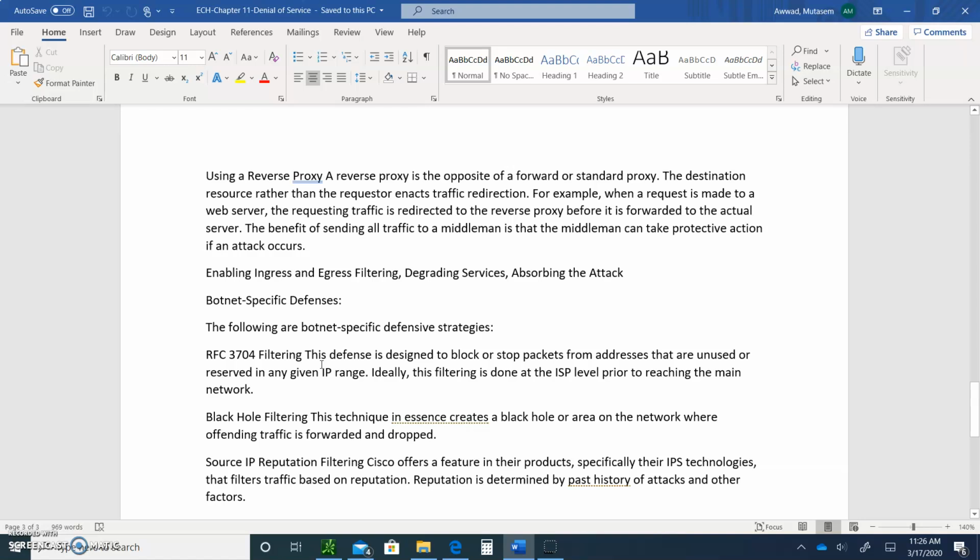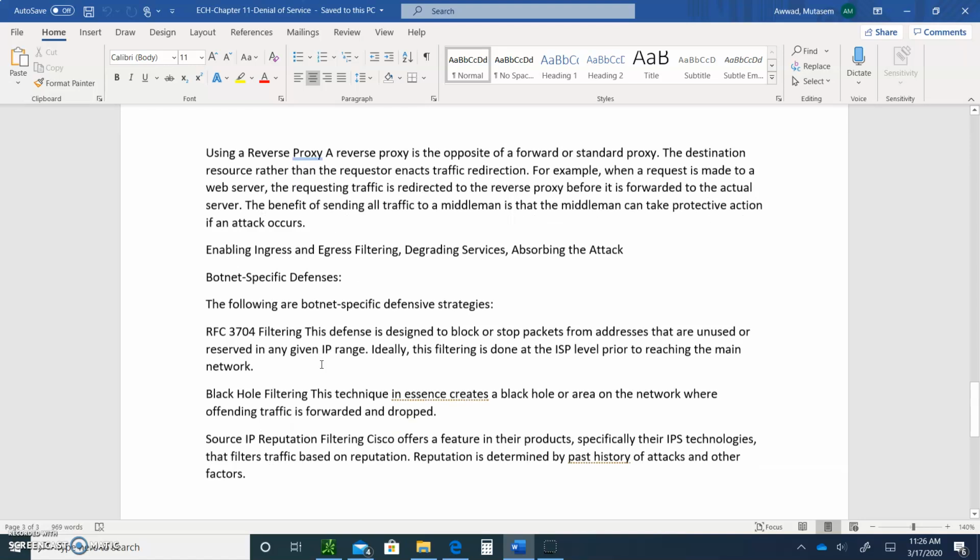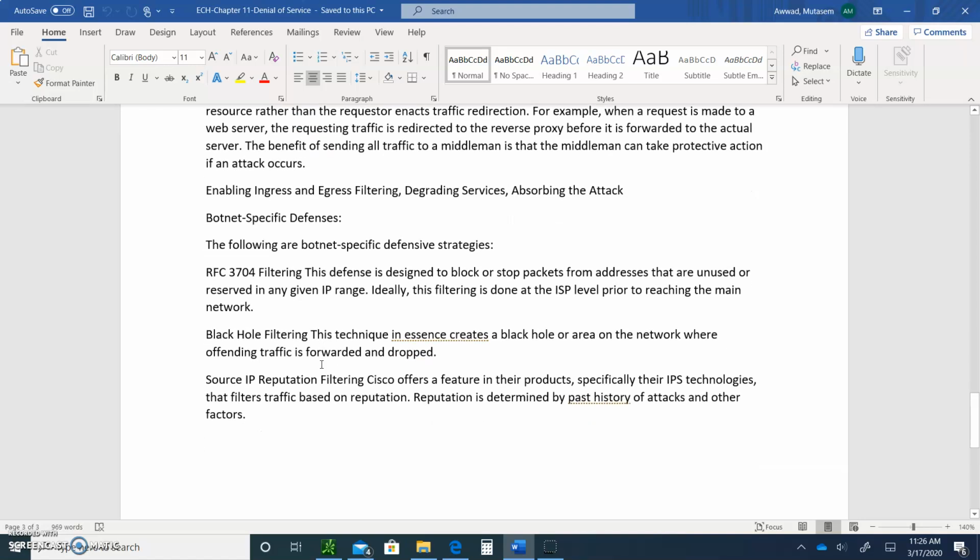Block all addresses that are not in use or have been reserved. So if you did your subnetting and there are some addresses that have not been leased, make sure they are being blocked. You could do that with the firewall. All right. So you can also use the black hole or source IP reputation with IPS, with Cisco IPS technologies. You could do all of that.